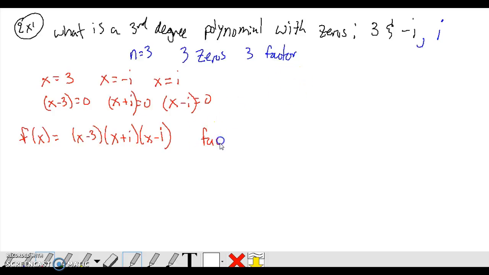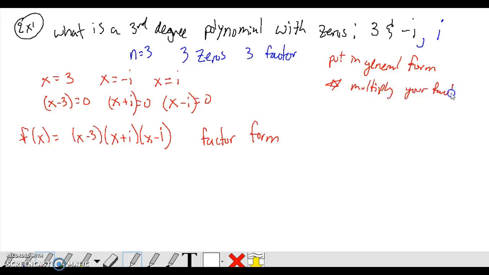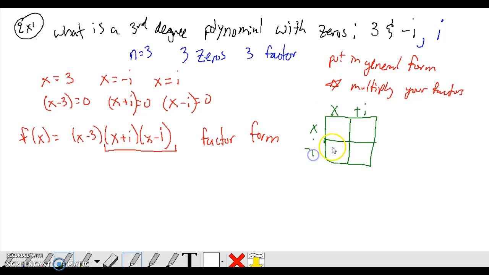Let's put it in general form. So this is in factored form. Let's say put in general form, which means multiply your factors. What I like to do is multiply my conjugates together right away, so I know that things cancel out. And sometimes I like to use the area model that we learned in Integrated 1, 2, and 3.